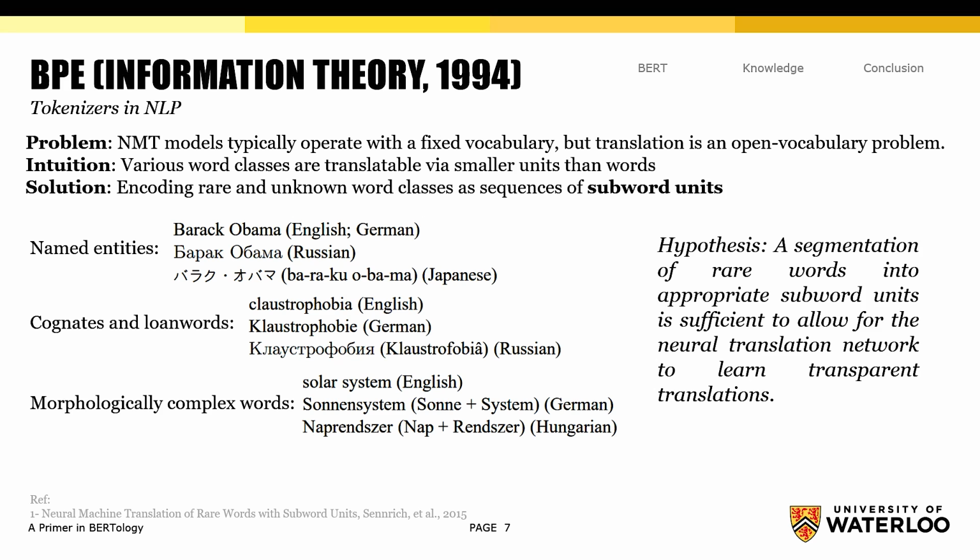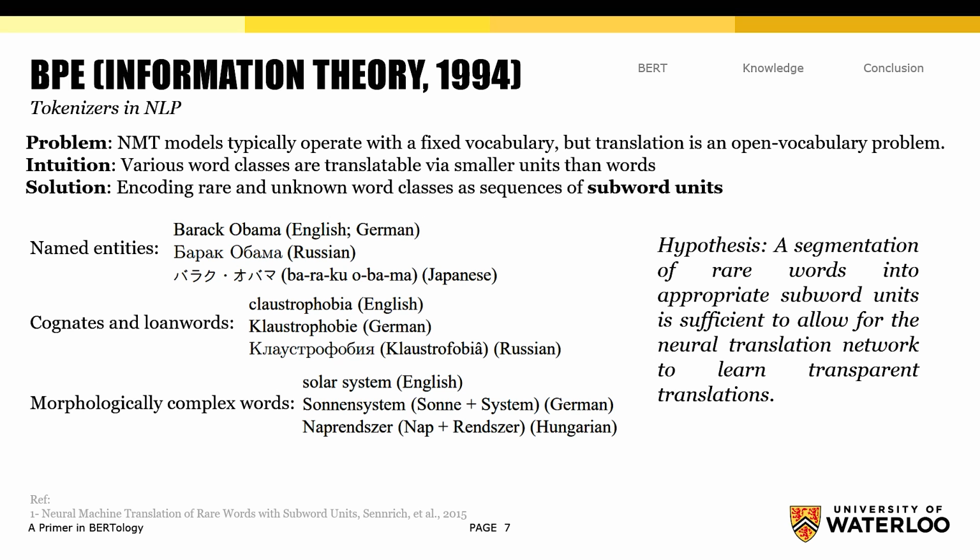And more interestingly, even for morphologically complex words like solar system in English, which has the same structure in other languages like German, for example, Sonnensystem is the combination of sonne plus system, which means solar plus system. And you can guess the meaning of these words. The authors called this kind of named entities, cognates and loan words, and morphologically complex words, transparent translation. So they ended up with an algorithm which is very useful for tokenization in all natural language processing.